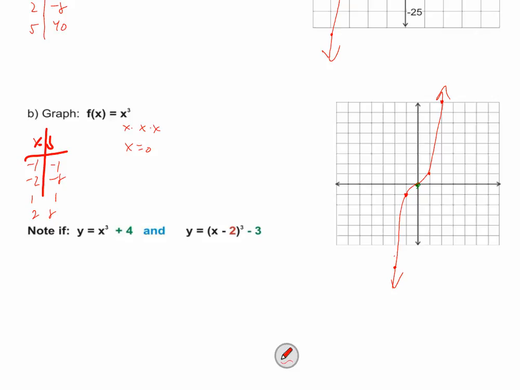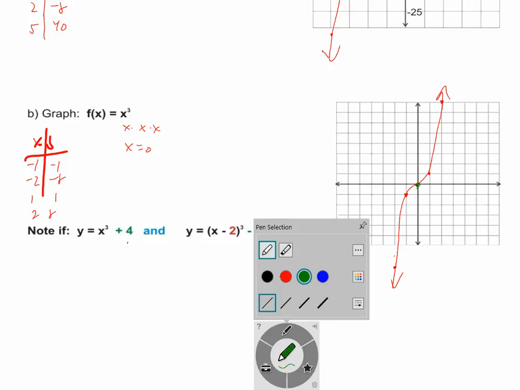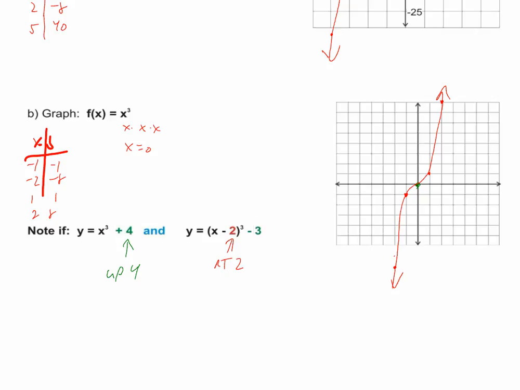Okay, so again, you guys are already turning pages, but don't forget, this is a 4 added to the base. So I know that's going to be up 4. And this one is going to be right 2, right? Up 4 and right 2.